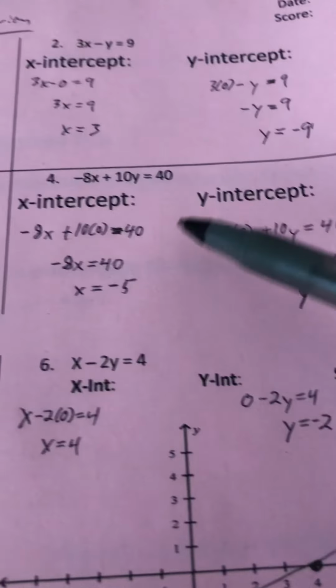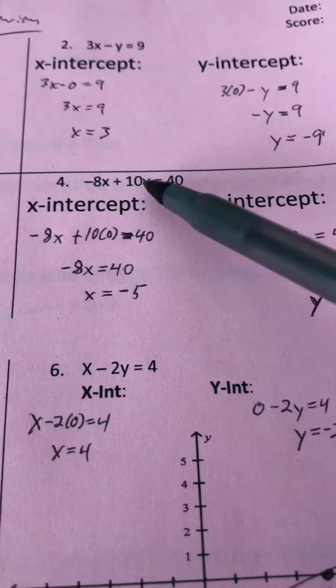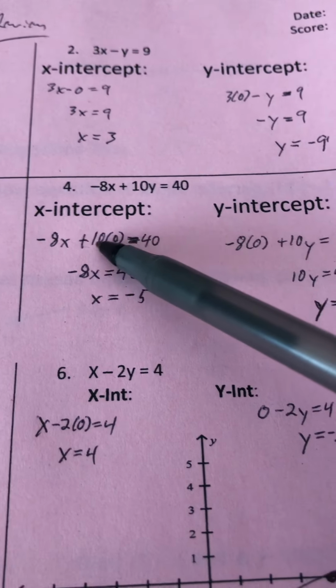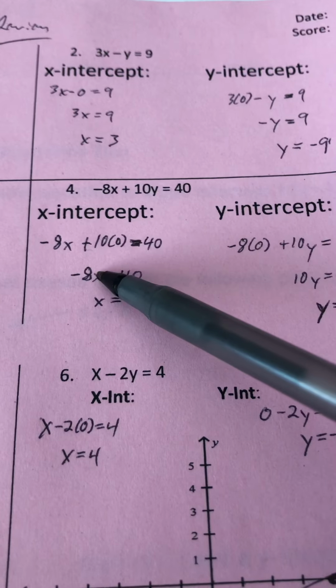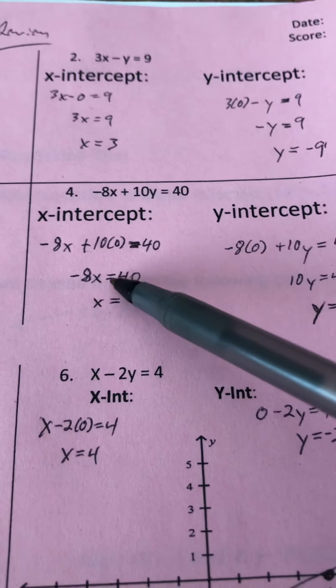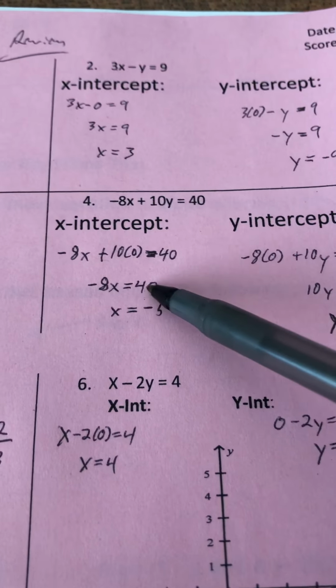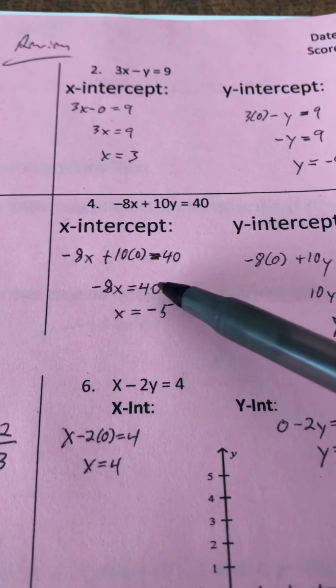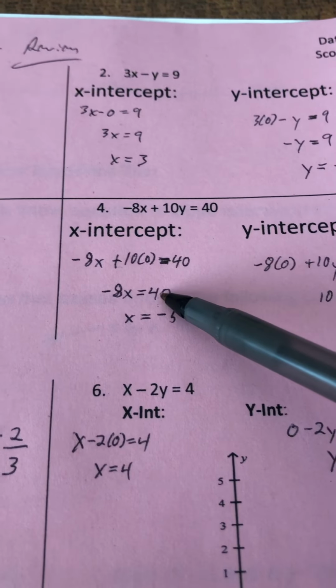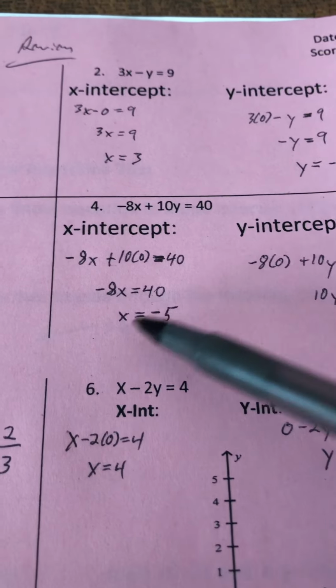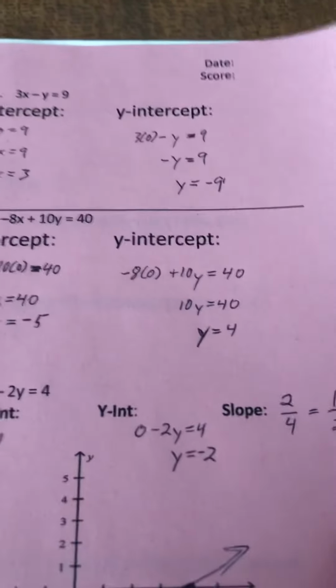For number 4, I'm going to set my y at 0. So 10 times 0 is 0. So I'm just left with negative 8x equals 40. I divide both sides by negative 8. And 40 divided by negative 8 is negative 5. So x equals negative 5.